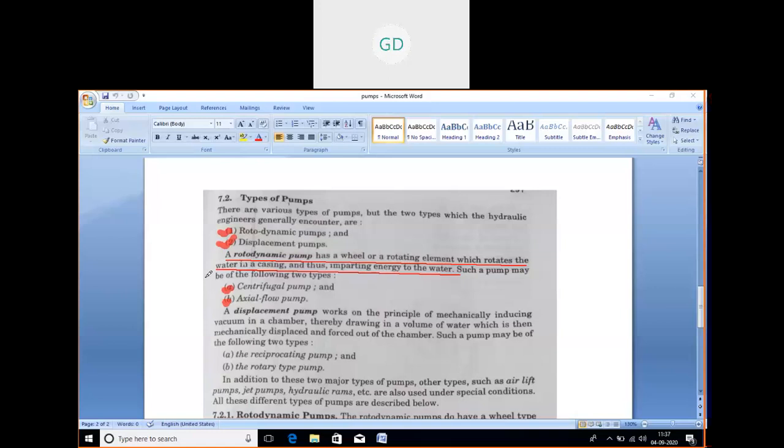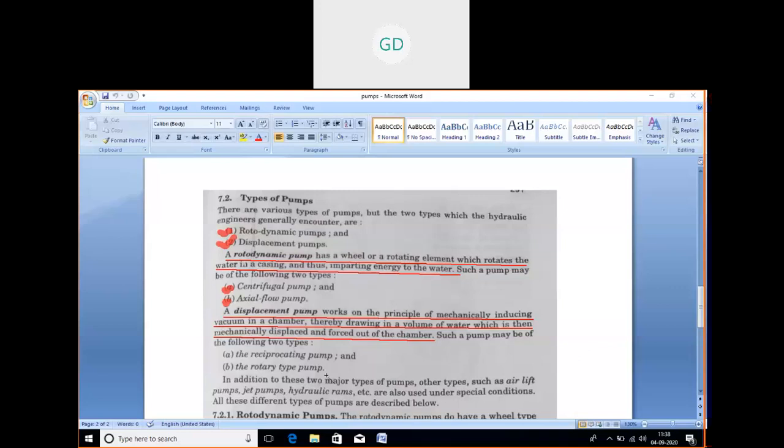A displacement pump works on what principle? It creates vacuum. It works on the principle of inducing vacuum. See here, a displacement pump works on the principle of mechanically inducing vacuum in the chamber, thereby drawing in a volume of water which is then mechanically displaced and forced out of the chamber. That means the main principle of a displacement pump is that it creates vacuum in the chamber, and it then draws the water, and then mechanically it forces the water out of the chamber. It throws the water out of the chamber.